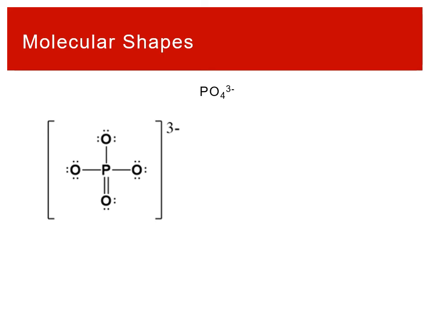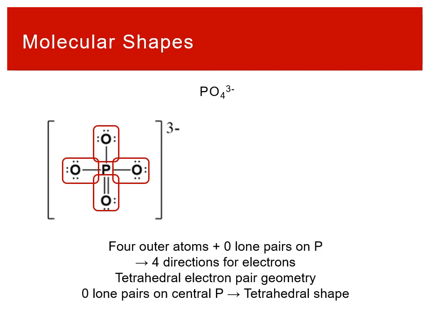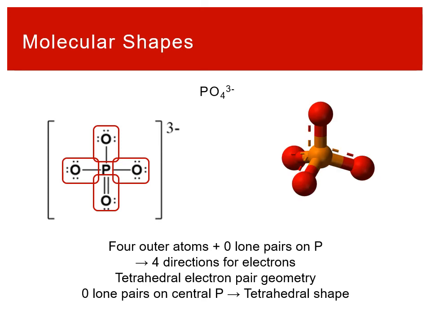But when we're figuring out what the shape is, we don't care that it violates the octet rule. That never mattered. We would look at it and count how many outer atoms the central atom is bonded to, and how many lone pairs it has. 4 outer atoms, 0 lone pairs on that phosphorus. There are 4 directions, so it has a tetrahedral electron pair geometry, and it has a tetrahedral shape because there aren't any lone pairs. So if we look at the 3-dimensional structure, it's the same tetrahedral shape we've seen previously.